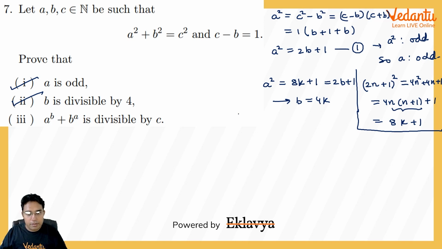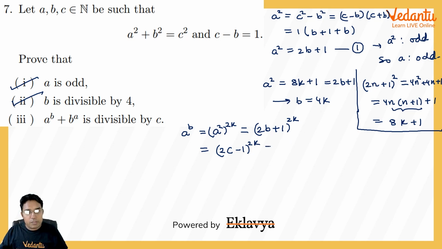They are saying a power b. So what is a power b? a is an odd number and b is a multiple of 4k. In fact, a power b can be written as a square power 2k, because b is 4k, and a square is 2b plus 1, which I can write as 2b plus 1 power 2k. And because b is c minus 1, if I write this in terms of c, it will be 2c minus 1 whole power 2k. So this a power b is actually 2c minus 1 power 2k.